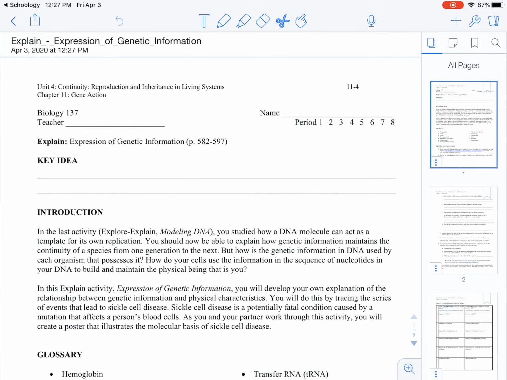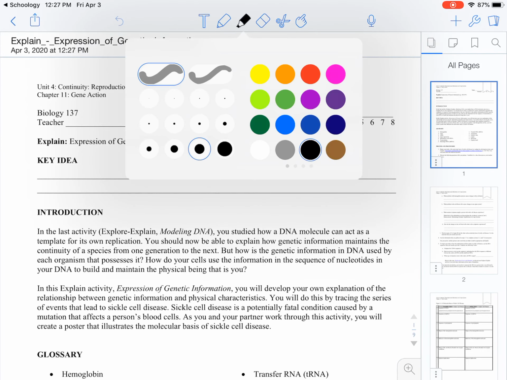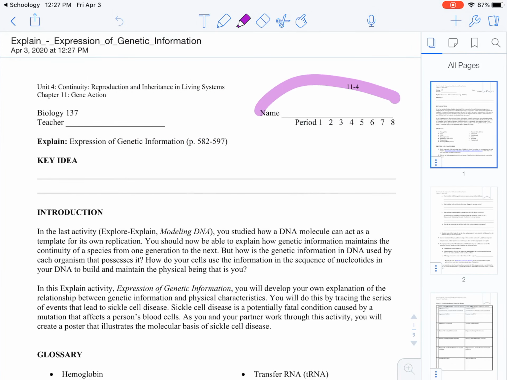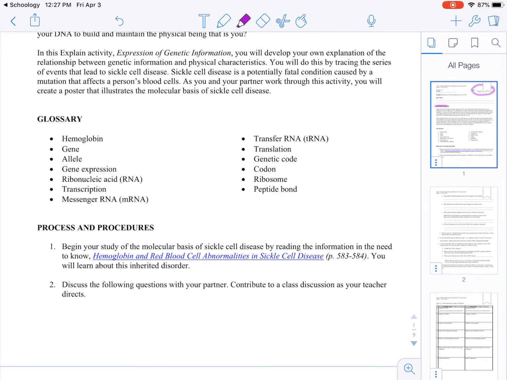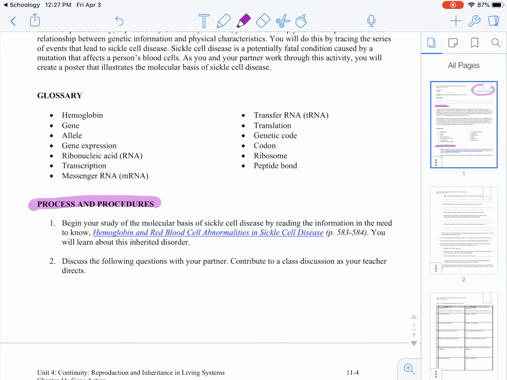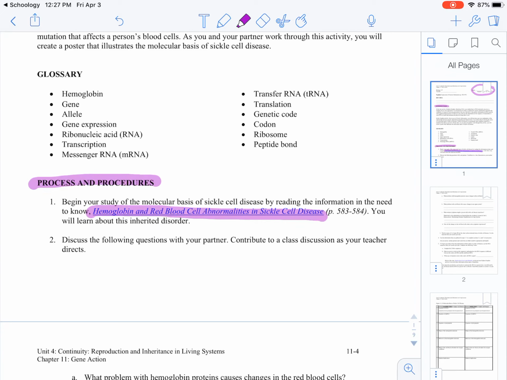Okay, so in my assignment here, you will need to, let me change the highlighter to make it a nice color, you will need to obviously put your name, you know, my teacher. You should read the introduction, and you'll need to do the process and procedures, and then you'll need to do the reading. I've attached the reading in the Schoology folder, so you can easily read about that. Then there's also an additional video that gives you extra information about that.